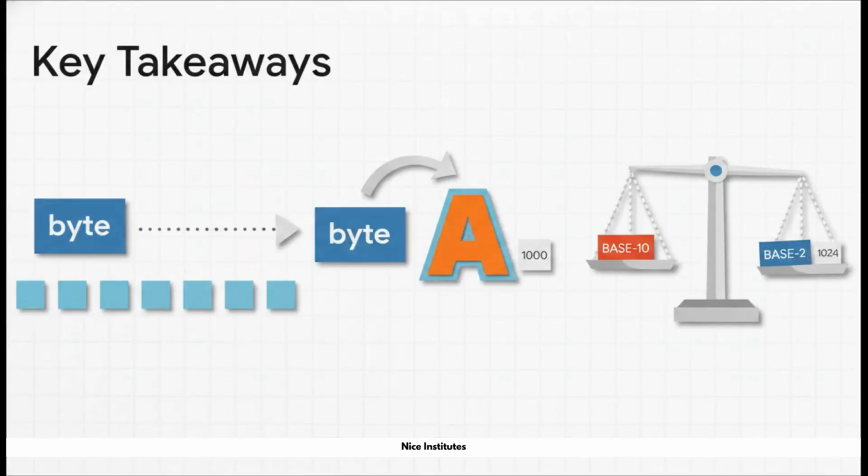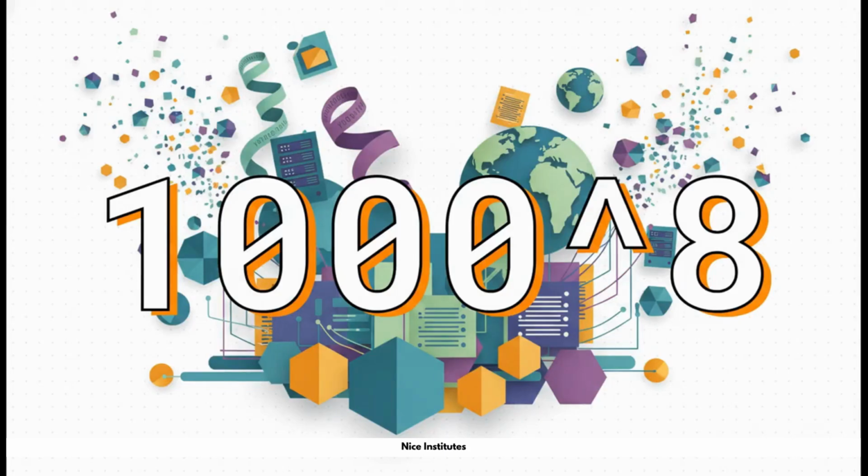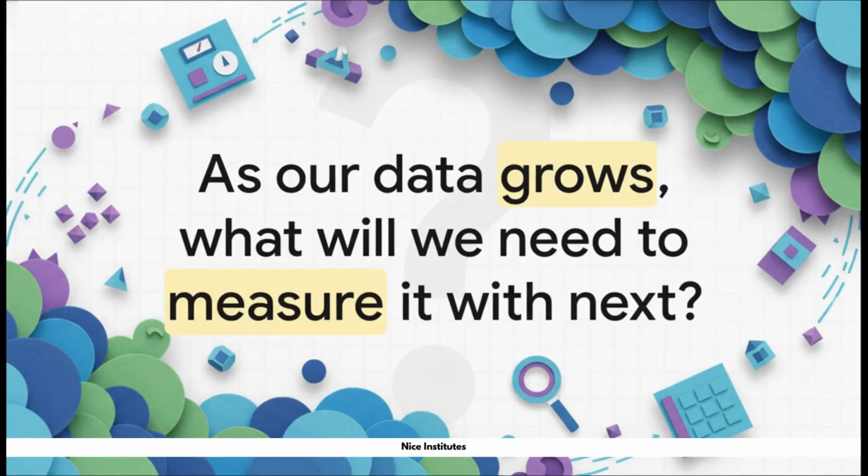So, to recap, a byte is 8 bits. It holds 1 character, and there are 2 ways to count them. And today, we're already measuring global data in yottabytes. That's 1 trillion terabytes. Mind-boggling. It really makes you wonder, right? As our data keeps exploding, what's the next unit going to be called?